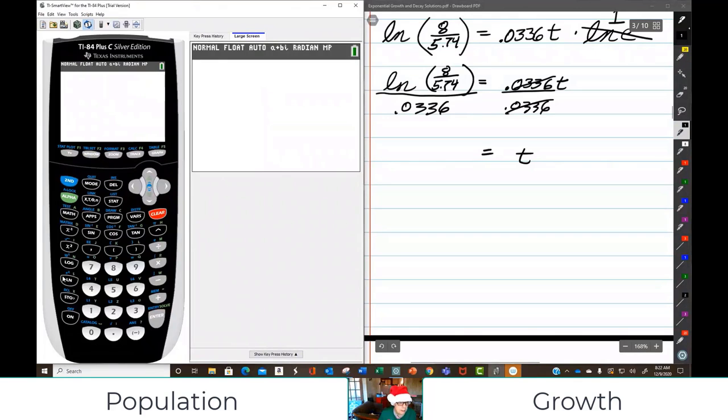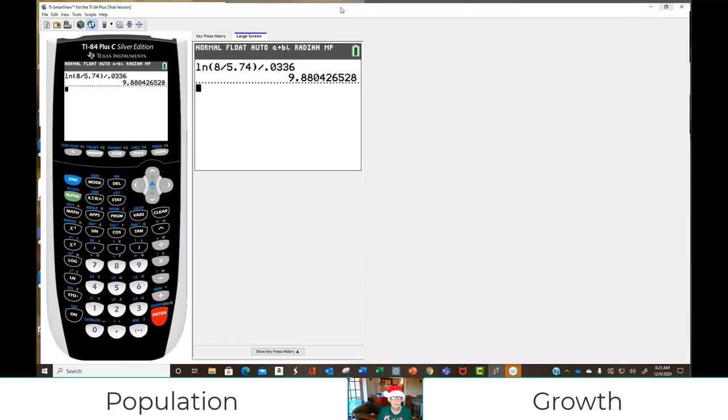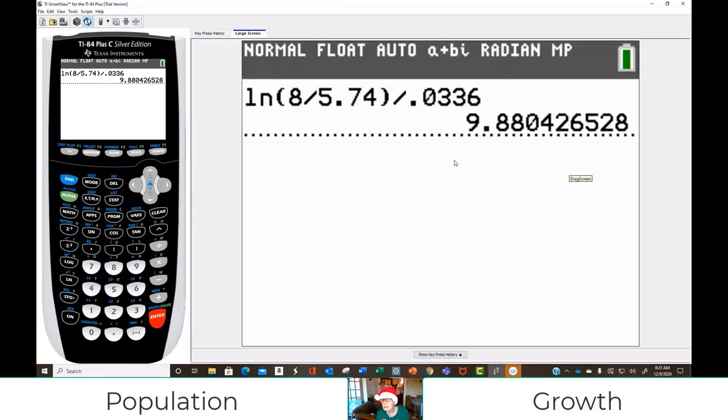Now, ln of 8 divided by 5.74, divided by, now notice I had to close my parentheses after the 5.74. Parentheses 0.0336. Enter. That's what I've got. Yes, and that 8 will round up to a 9. Yay for us!